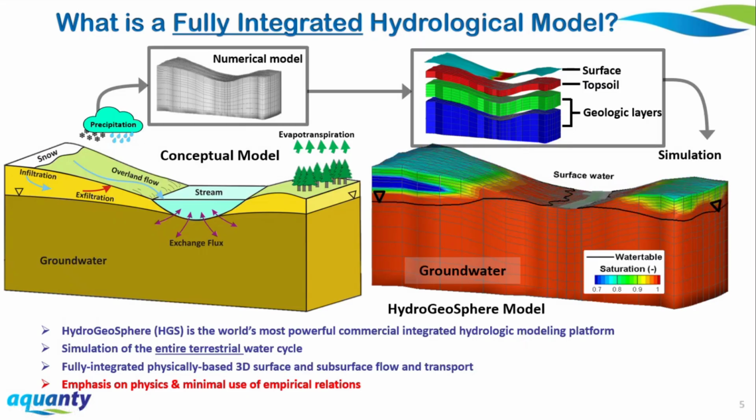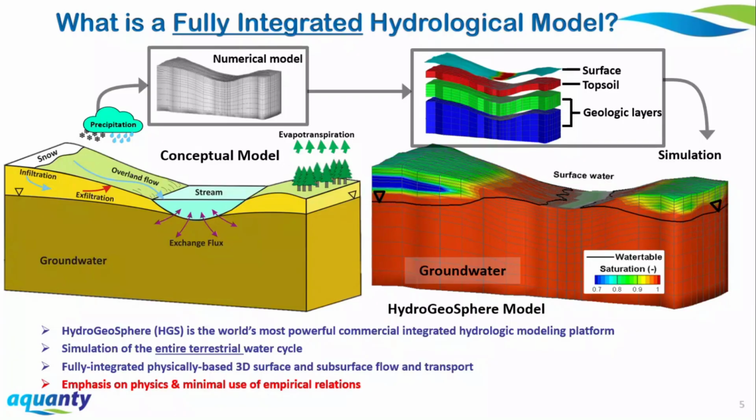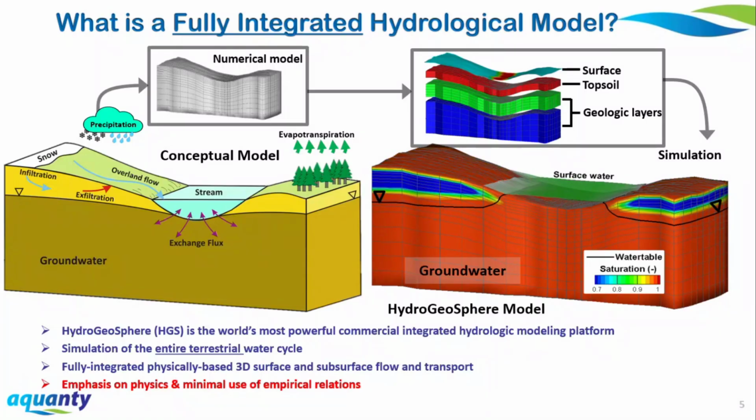So the solution I'm presenting here is to rethink the recharge-based conceptual model and move to a rainfall and evapotranspiration-based integrated surface-subsurface model like HydroGeoSphere. So, what do we mean by a fully integrated hydrologic model? It's a model that simulates the entire terrestrial water cycle. It's forced by rainfall and evapotranspiration.